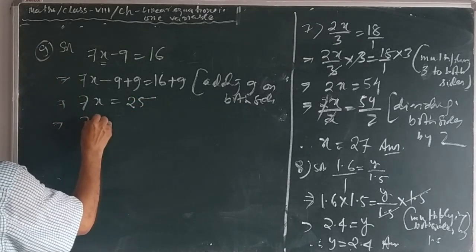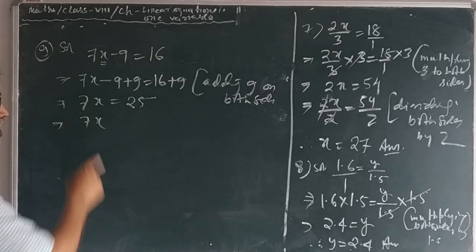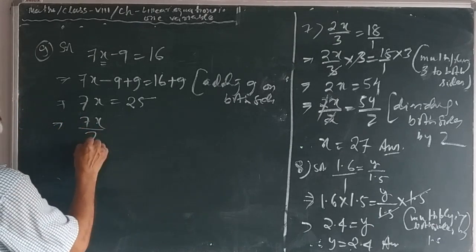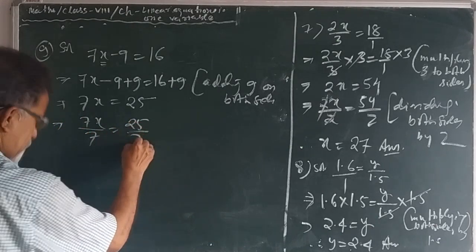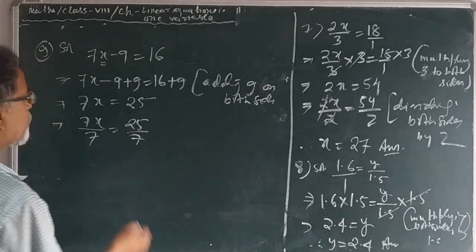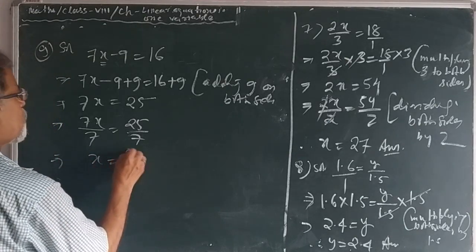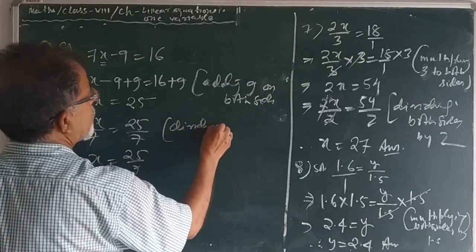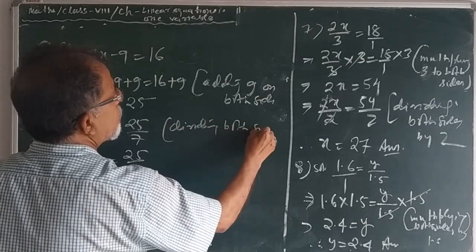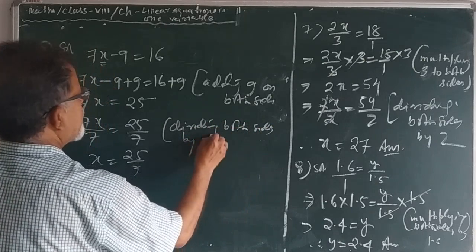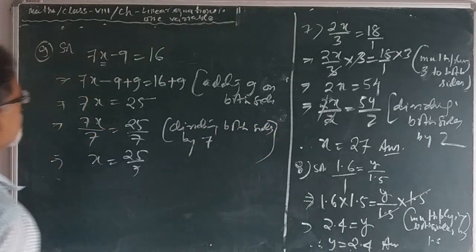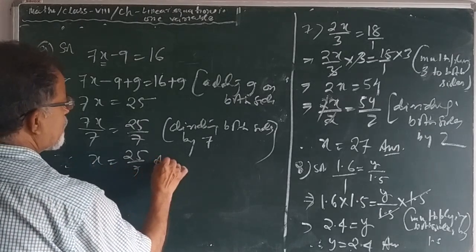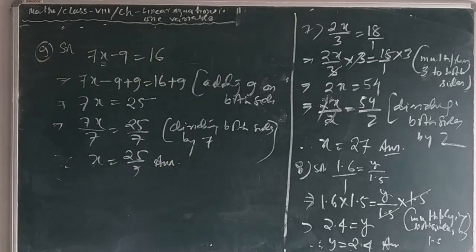Once again we will remove 7 by dividing both sides by 7. This implies x equal to 25 by 7. You will write here dividing both sides by 7, which is the required solution of the equation.